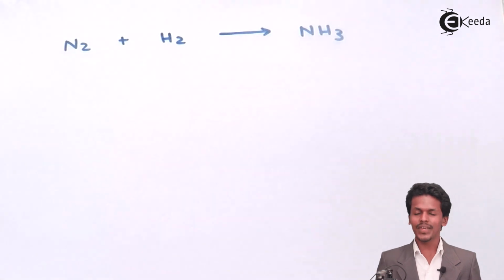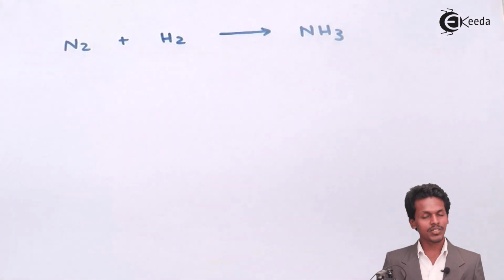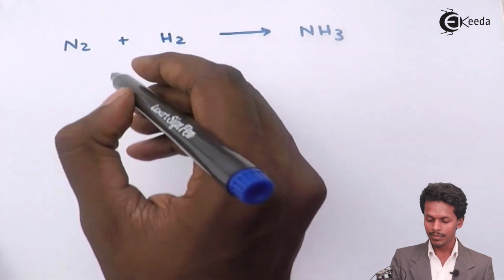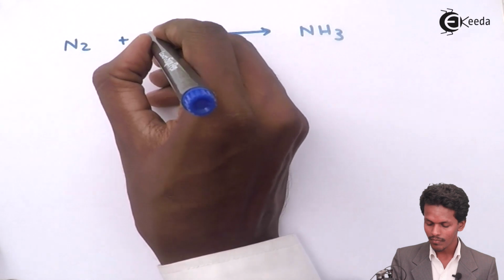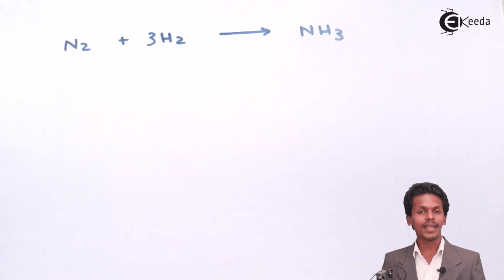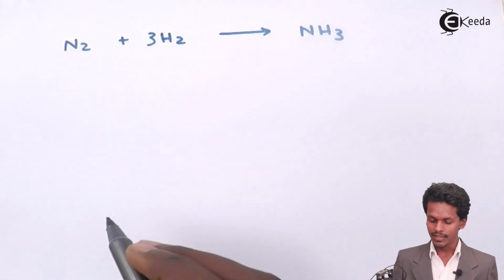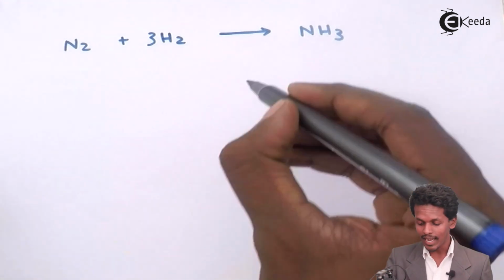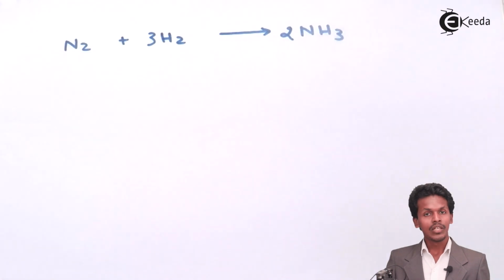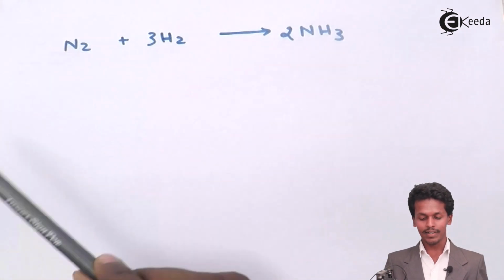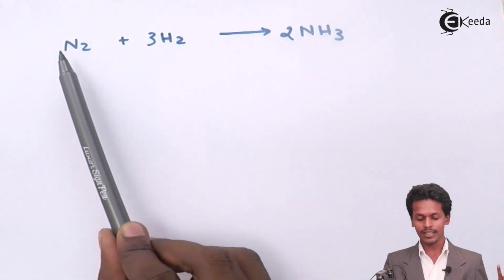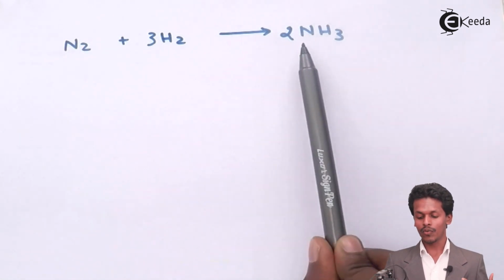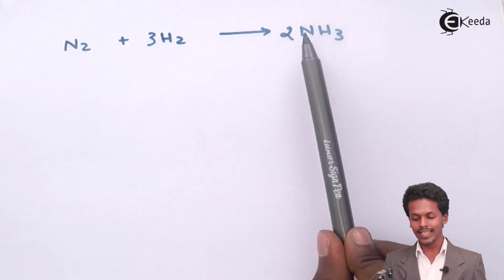But in this we could easily say that the reaction is not balanced, so we have to balance it. What I am going to do is multiply this by 3, and I will keep the number of moles of nitrogen as it is, but on the product side I will multiply it by 2. Now I can see that the number of nitrogen atoms on the left hand side, that is the reactant side, is 2, and on the right hand side it is 2.